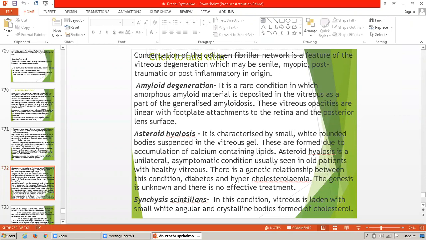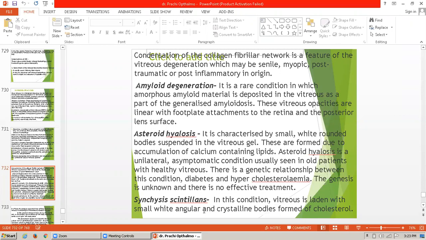Then asteroid hyalosis. It is characterized by small, white, rounded bodies suspended in the vitreous gel. These are formed due to the accumulation of calcium-containing lipids. Asteroid hyalosis is a unilateral asymptomatic condition usually seen in old patients with healthy vitreous, and there is a relationship between this condition, diabetes and hypercholesterolemia. The genesis is unknown and there is no effective treatment.